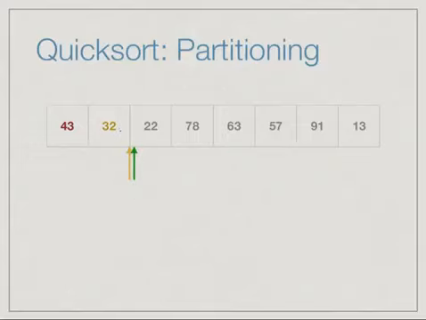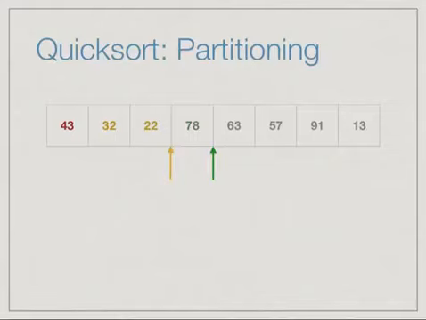Then we look at 32. Since 32 is smaller than 43, we move the yellow pointer and we also push the green pointer along. So the unknown thing starts on 22 and there is nothing between the yellow and the green pointer, indicating we have not yet found a value bigger than 43. So the same happens for 22. Now when we see 78, we notice that 78 is bigger than 43. So now we move only the green pointer and not the yellow pointer.